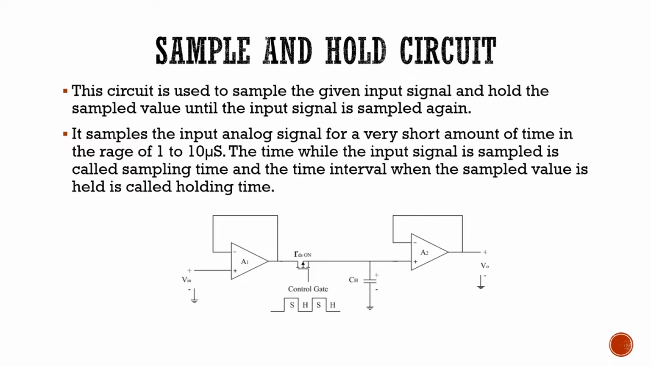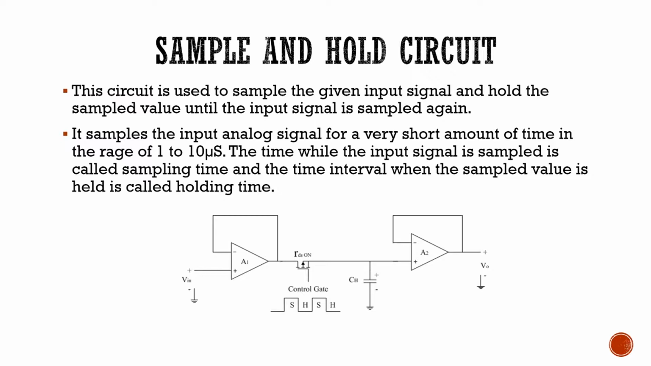Last but not the least, we have the sample and hold circuit. This circuit is used to sample the given input signal and hold the sampled values until the input signal is sampled again. As can be observed, A1 and A2 are both operational amplifiers, and CH is the capacitor, which is the central component of the circuit. The pulse below the circuit is applied to the switch to control the sampling and holding operation, while the input analog signal is applied at Vin.